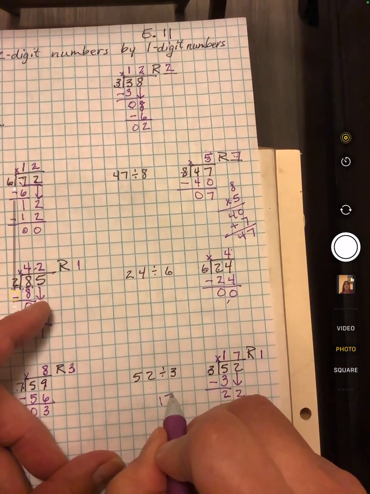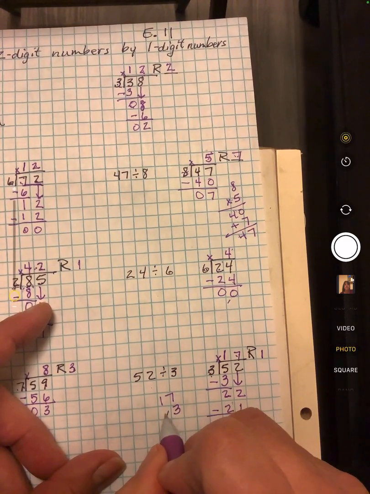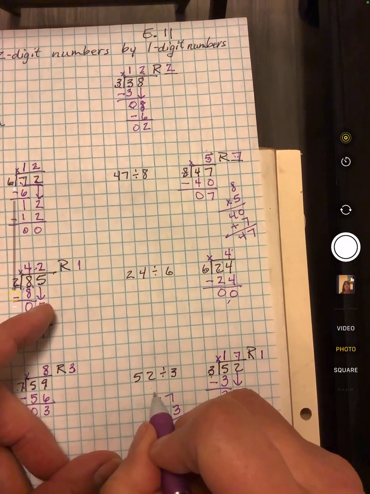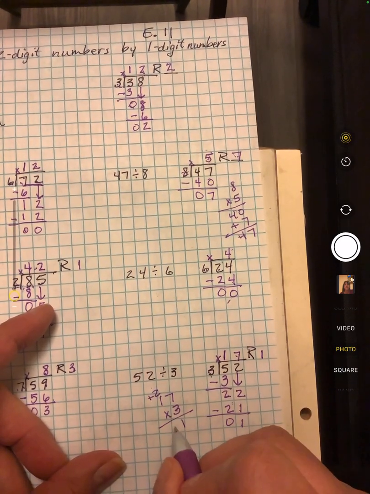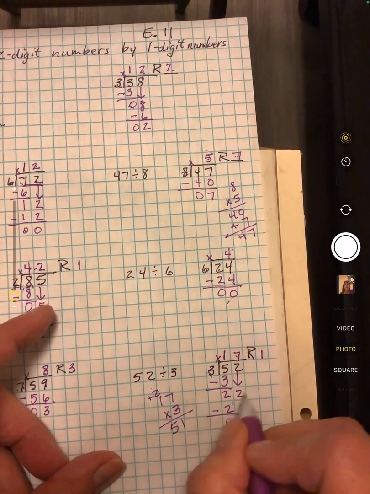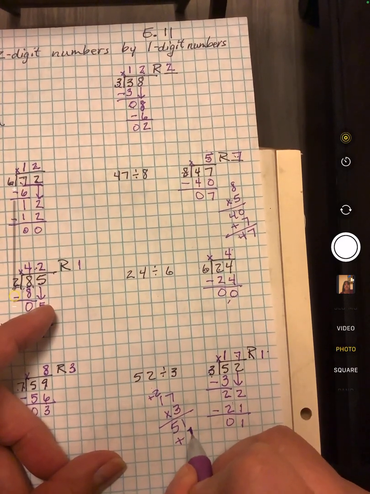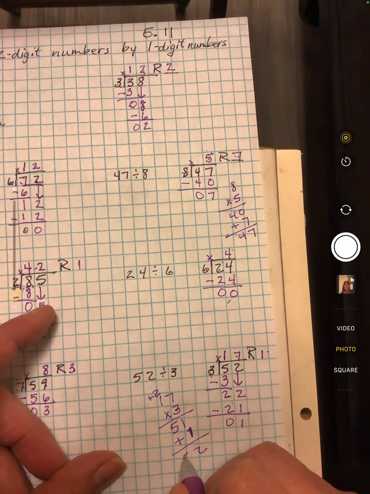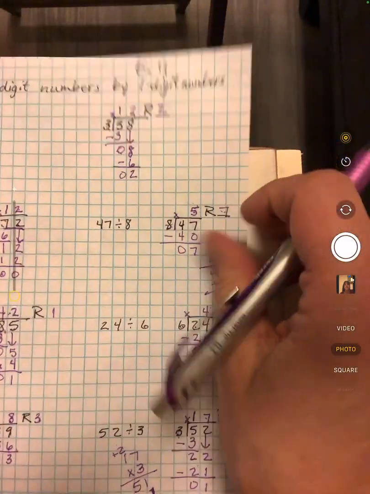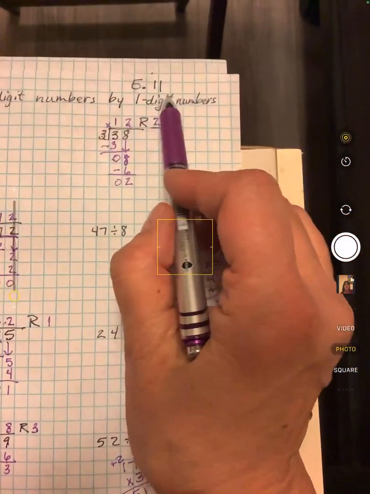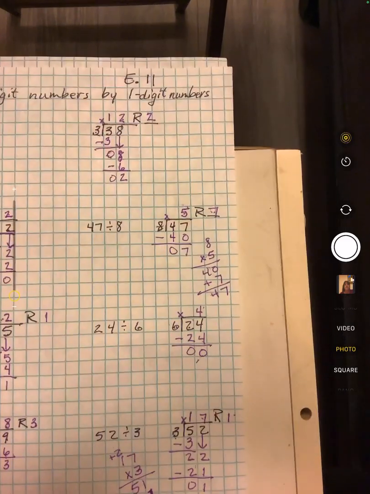And I can check this by multiplying my quotient by my divisor. 3 times 1 plus 2 is 5. So I have 51, and then I add on my remainder, and I get 52. Okay, so now you're going to go to IXL E11 and do that assignment, okay?